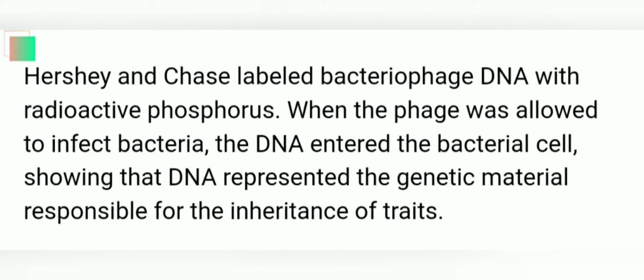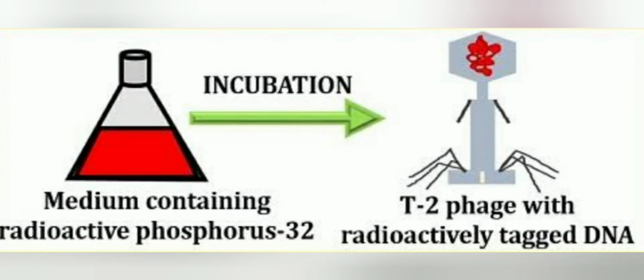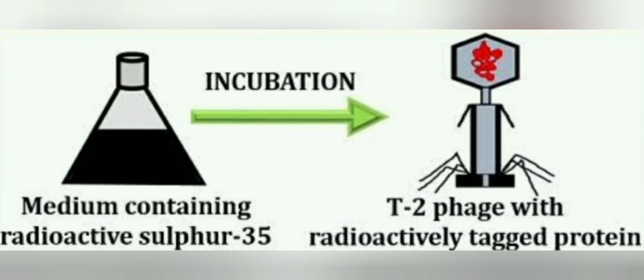Now pay attention to the diagrams that are coming. First is incubation. This conical flask contains medium containing phosphorus, that is, radioactive phosphorus. Then the T2 phages are incubated with this, T2 phage with radioactively tagged DNA. Next you see medium containing radioactive sulfur and T2 phage with radioactively tagged protein.